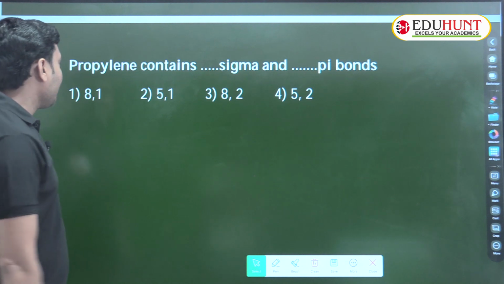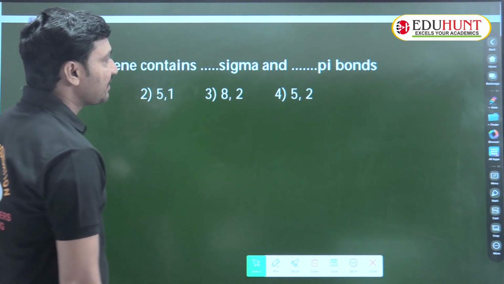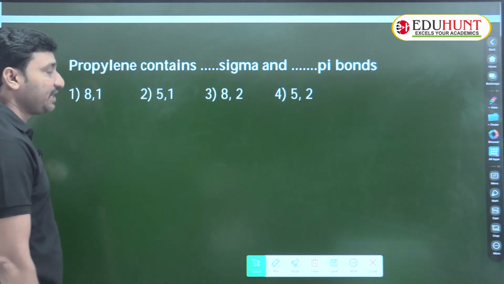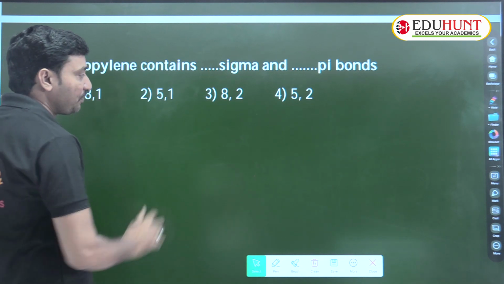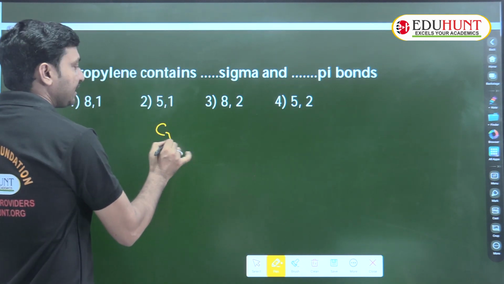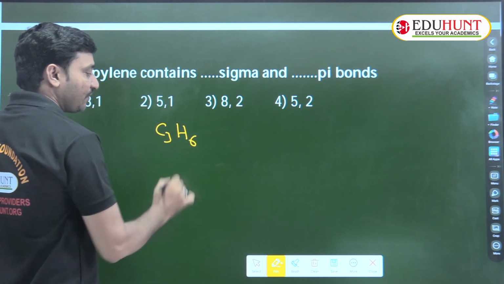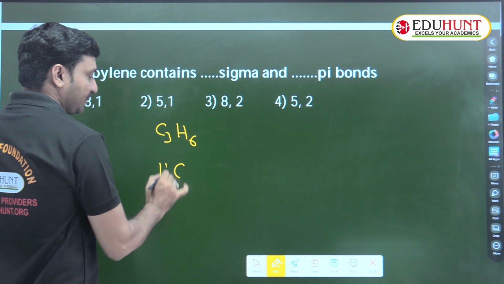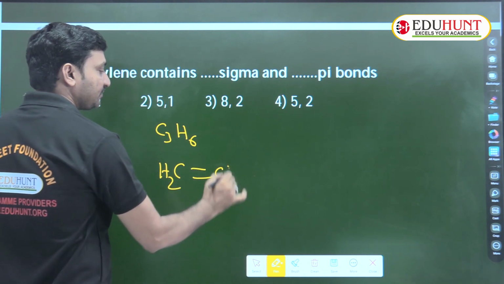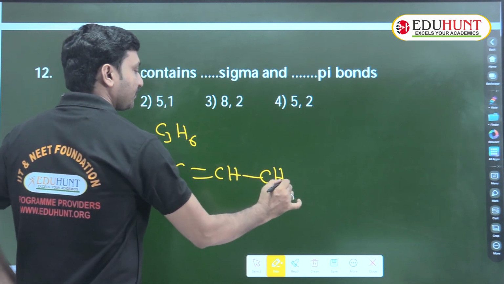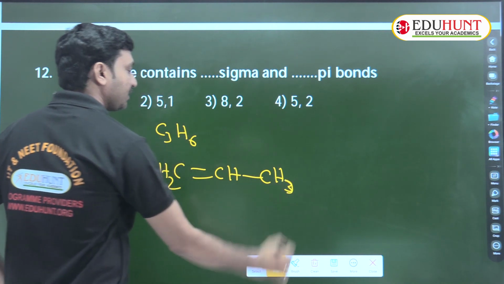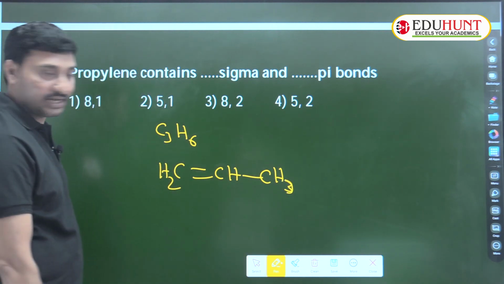Next question. Propylene contains dash sigma and dash pi bonds. What is the formula of propylene? It's an alkene, right? CnH2n, C3H6. What is the formula of propylene? C3H6, and the structure. This is the propylene formula, right?